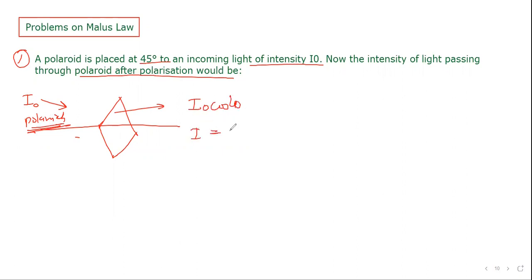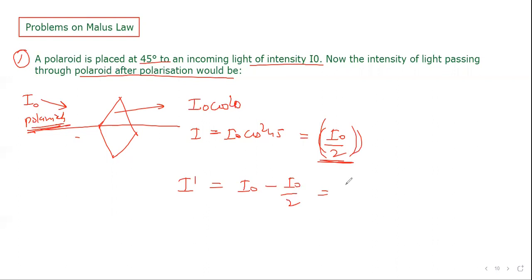So I is equal to I naught cos square of 45. Cos 45 is 1 by root 2, and squared, the answer becomes I naught by 2. So this is the intensity passing through. Sometimes they can ask what intensity is blocked. Then the blocked intensity is I naught minus I naught by 2, so blocked is also I naught by 2. This much passes through the polarizer or analyzer, and this much is blocked.